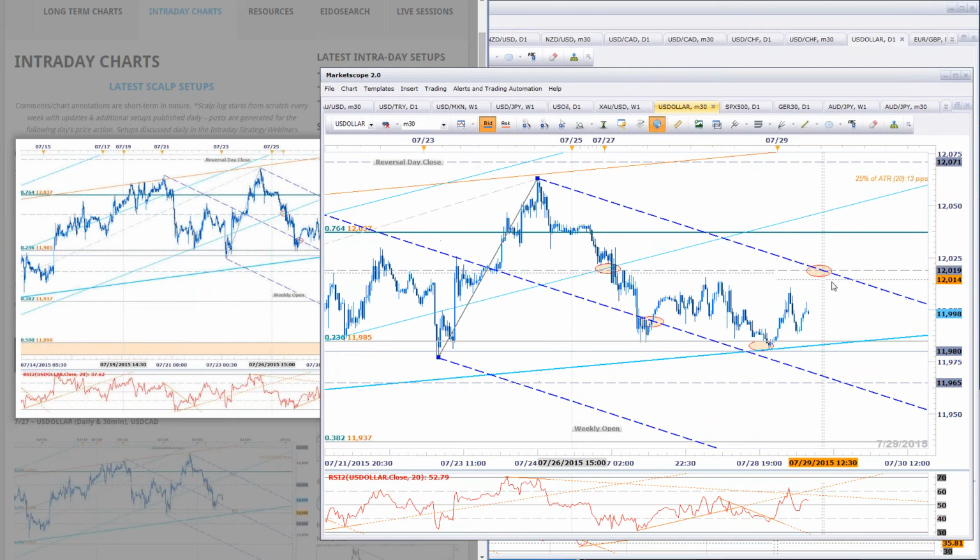So this is an area of which I would be much more inclined to take a long dollar or a short dollar position, long a currency against the dollar, from a relative positioning standpoint.